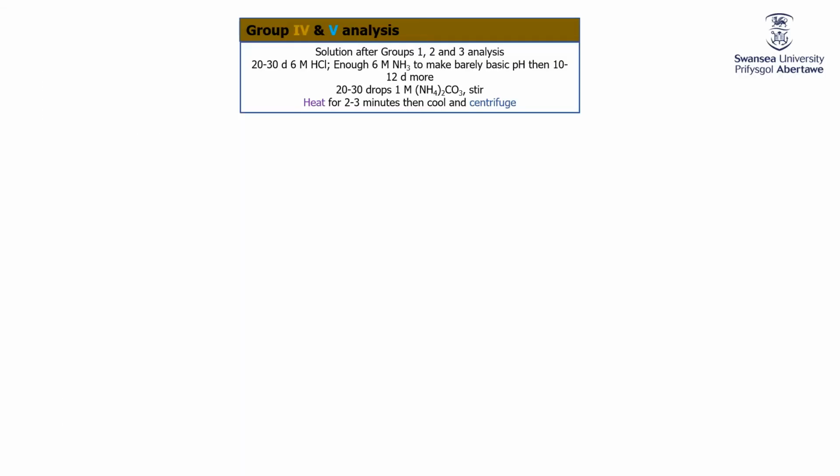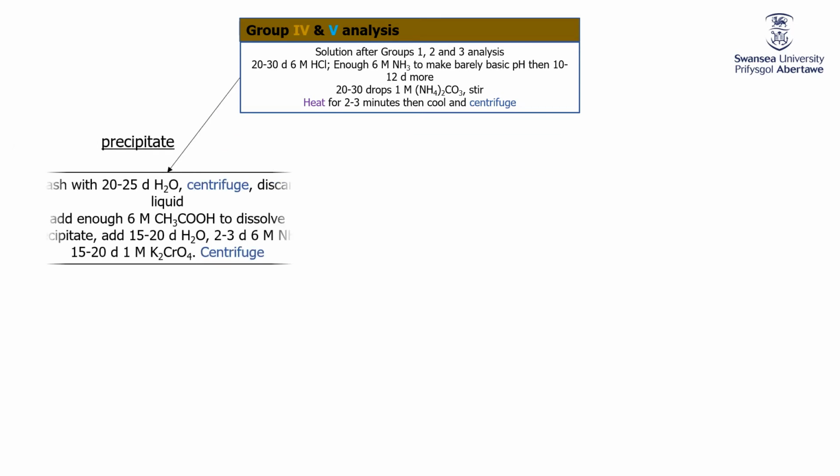Detailed method for group 4 and 5 analysis is shown here, where you use the remainder of your solution from the previous tests and add 30 drops of 6 molar hydrochloric acid and enough NH3 to make it slightly basic pH. Then we can precipitate that out and wash it with water, centrifuge it, and then we could get a yellow precipitate if there are any barium 2 plus ions involved, but in this case there weren't any observed.